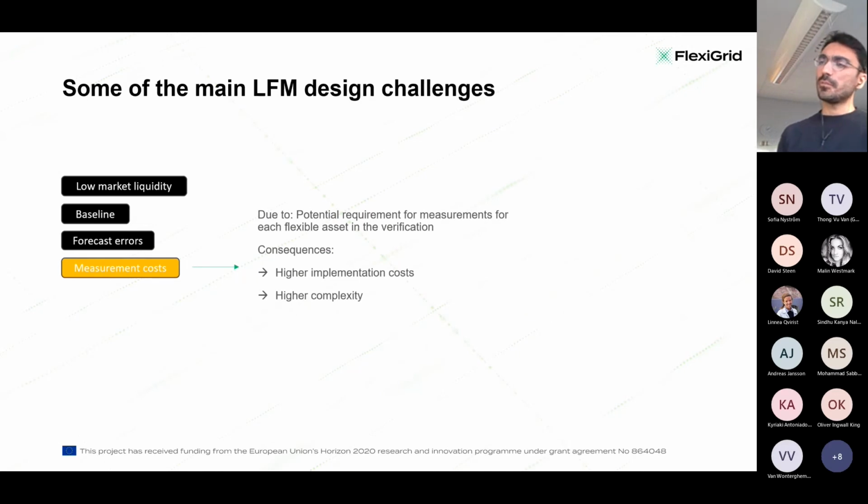Measurement costs, I have put it here because in some designs I see that there is a requirement for measurements at each flexible asset to be able to verify the delivery. And imagine if we have many flexibility assets in the future in some region, then it would be a lot of cost for these measurements to be implemented. And it will also increase the complexity a lot. So how can we make it as simple and as efficient as possible?